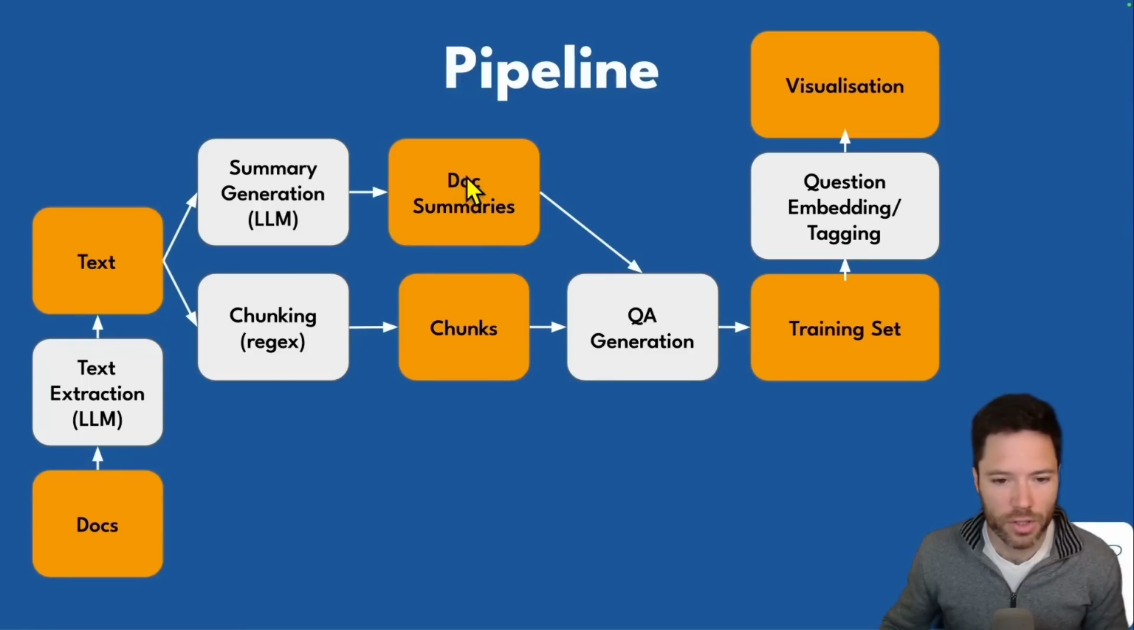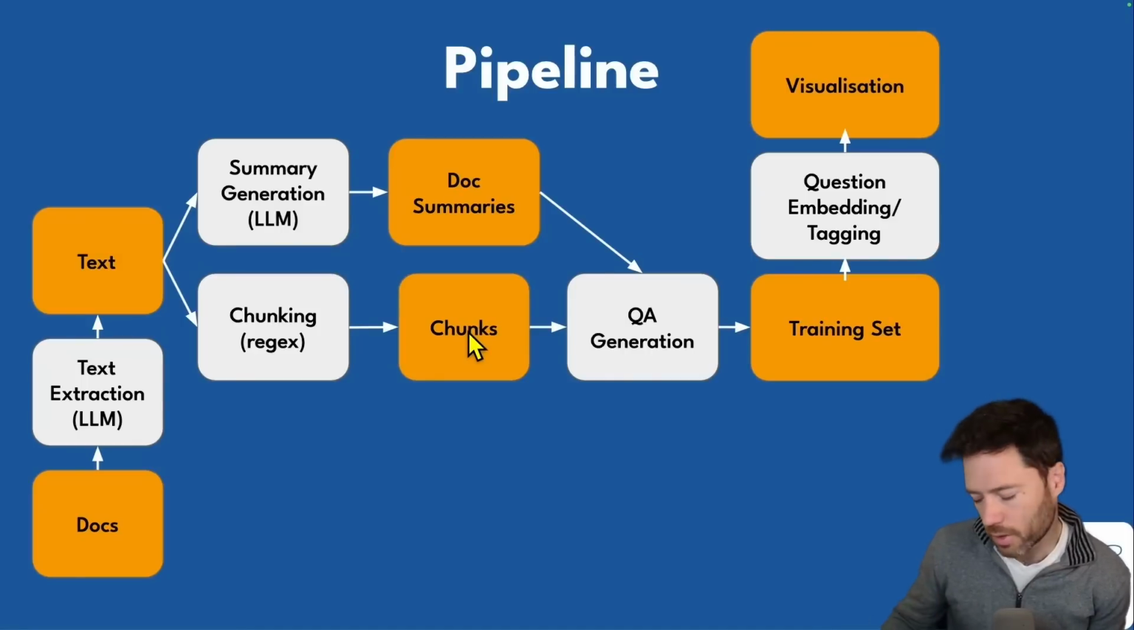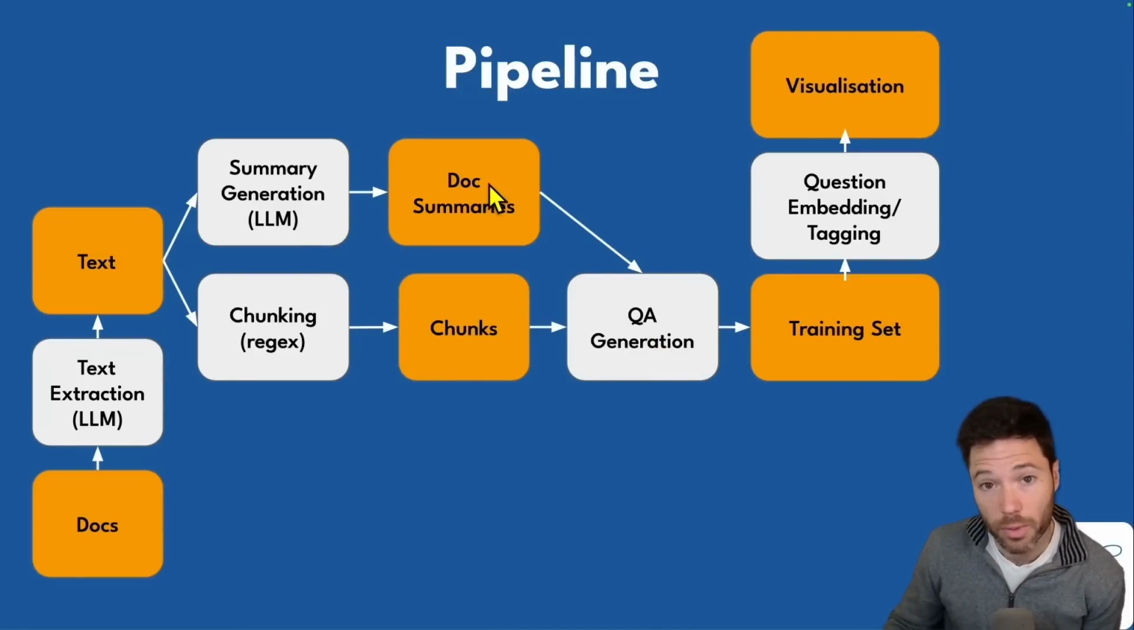And given these chunks and document summaries, we're going to generate pairs of questions and answers for each chunk. When we prompt a language model for questions and answers, we're going to pass in a chunk, but also the document summary, which will help give context to the LLM. This is going to give us a training set of questions and answers, which we're then going to visualize.